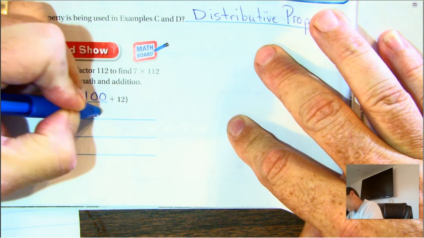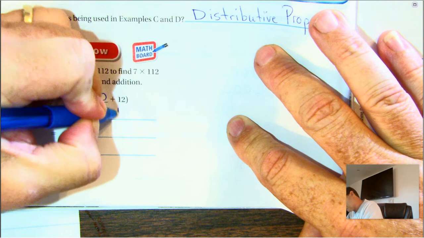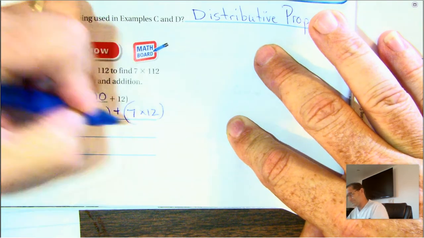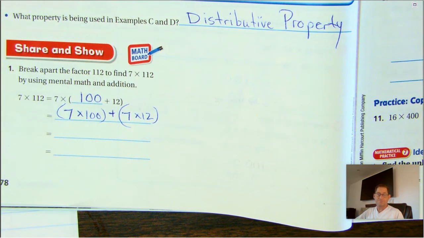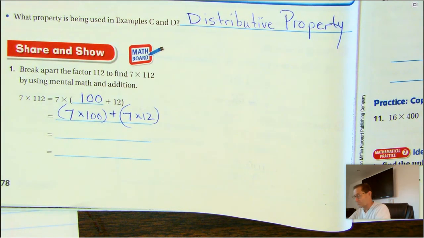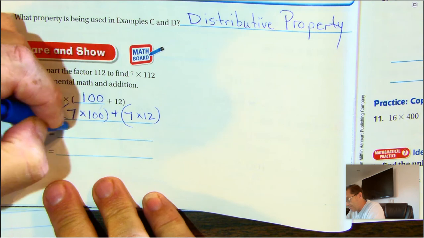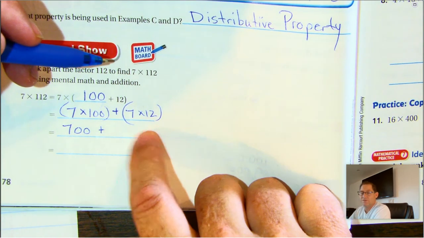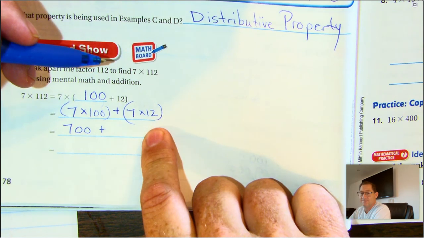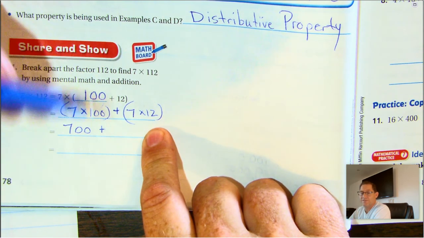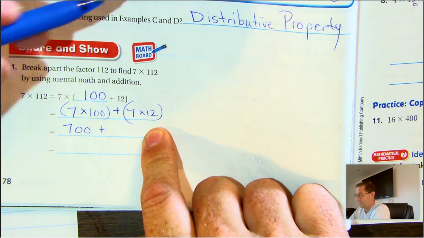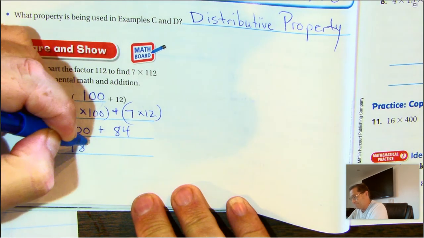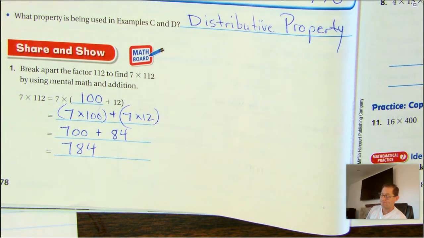Okay, so now we're going to use the distributive property, right? 7 times 100 plus 7 times 12. 7 times 100, 700. 7 times 12, well, we know 7 times 10 is 70. Plus 2 more 7s would be 14. 70 and 14 is 84. So that's 784.